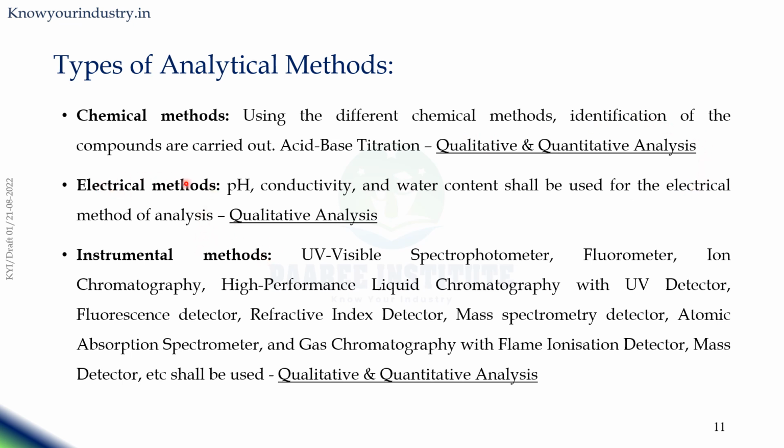Then the electrical methods, which determine the pH, conductivity and water content using the Fisher instrument, are all called electrical methods of analysis. It is generally used for the qualitative purpose and the determination of certain physicochemical parameters. Then come the instrumentation methods like ultraviolet spectrophotometer, fluorometer, ion chromatography, various chromatography techniques with the detectors, which are all used for both qualitative and quantitative analysis of the particular product or the substances.